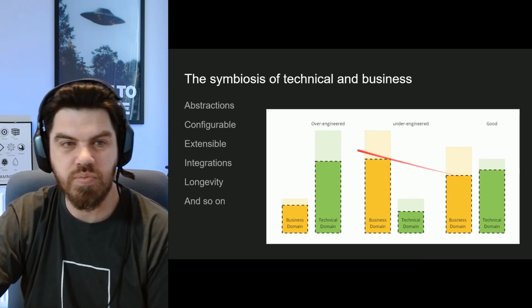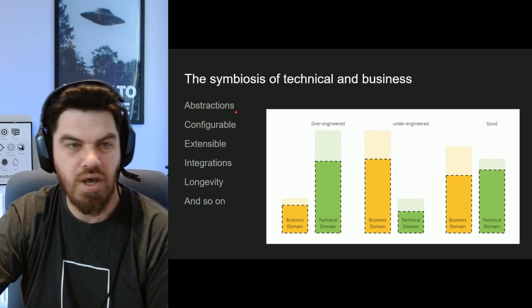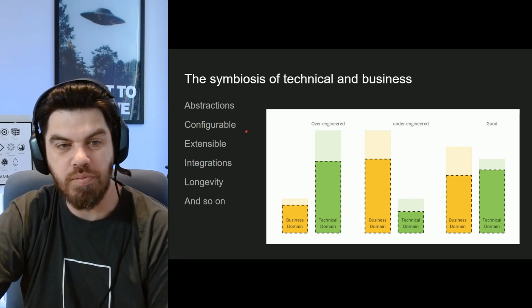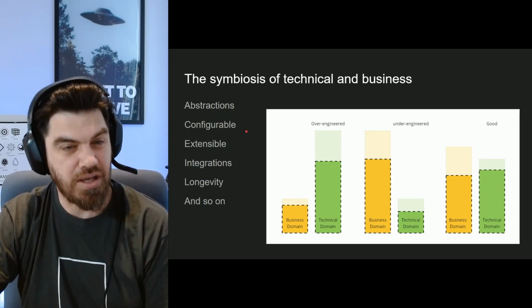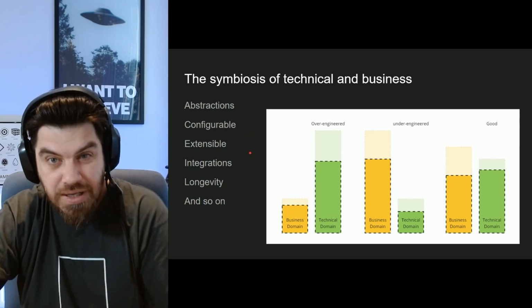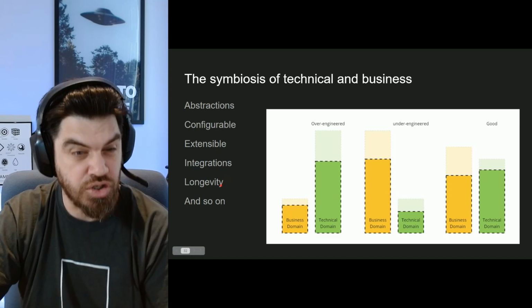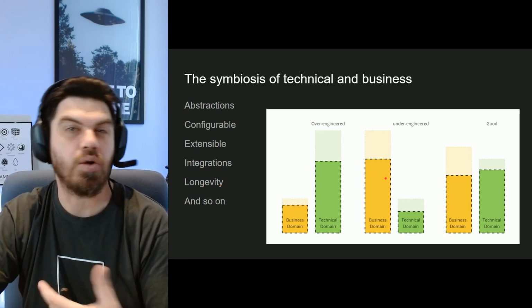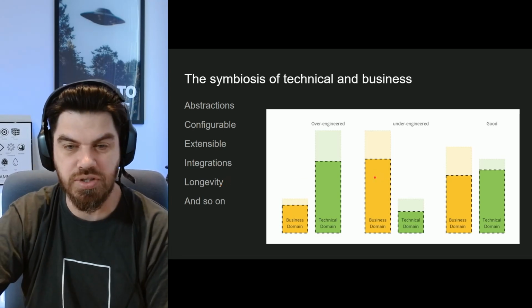To achieve this, we need to make use of abstractions. We need our system to be configurable and extensible. We need integrations. Our solutions, when we actually solve a problem within the code base, need to have longevity and so on. Dealing with complexity, dealing with change, and so on.